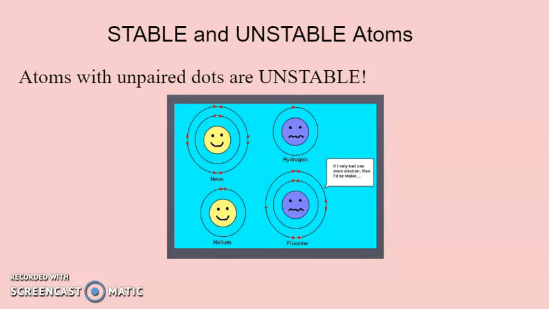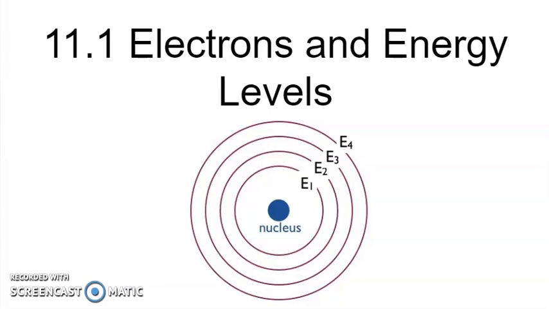And lastly, an important thing to note is that stable atoms are atoms that are paired. Stable atoms are happy. They have a pair and they are stable because they are not alone. Now, atoms that have unpaired dots, like hydrogen right here, this unpaired dot makes them unstable. This is basically what I wanted to go over in terms of electrons and energy levels.